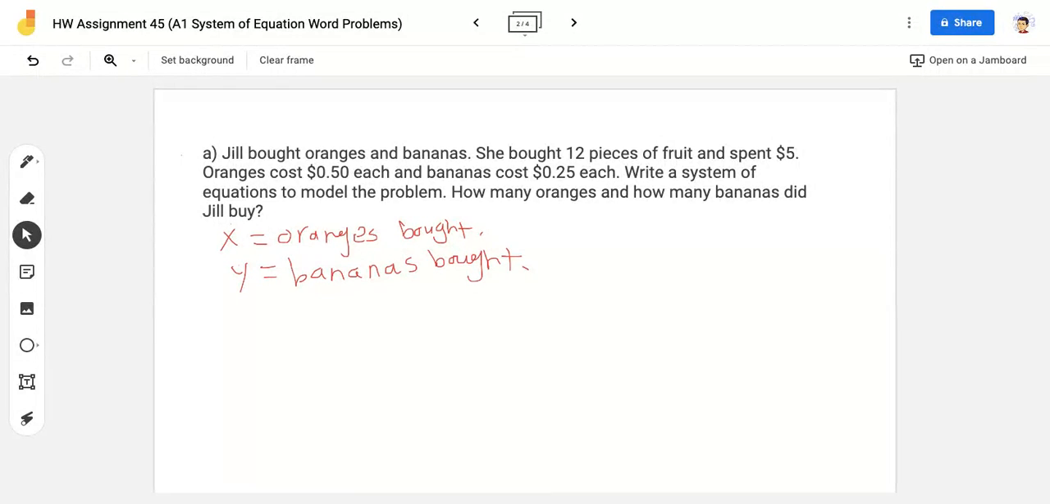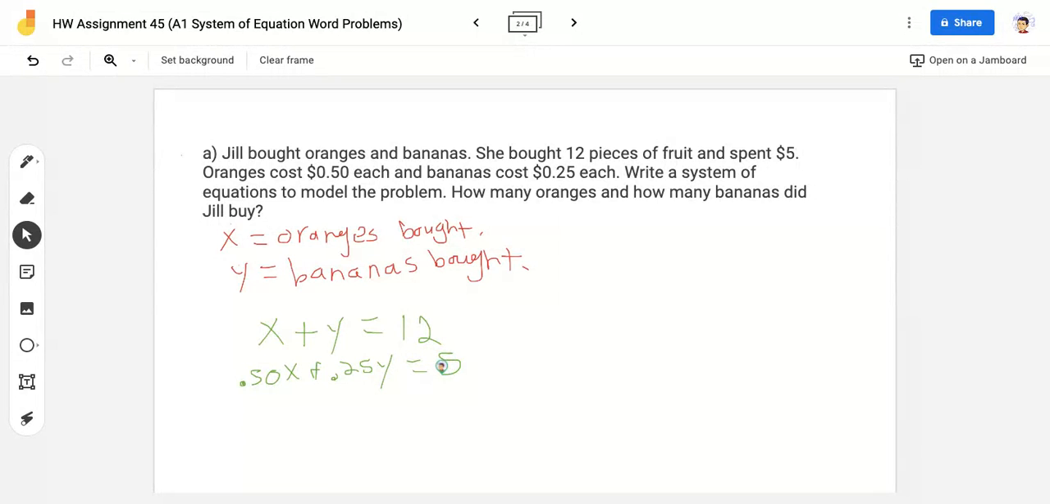So how many oranges did she buy? Well, she bought X oranges. And how many bananas did she buy? Y bananas, we don't know how many, plus Y bananas is going to be equal to how many fruit in total did she buy? Well, it says that she bought 12 pieces of fruit. Next, how much did she spend on oranges? Well, she spent 50 cents. So that's going to be 0.50x plus how much did she spend on bananas? 25 cents, 0.25y is equal to how much did she spend in total? $5.